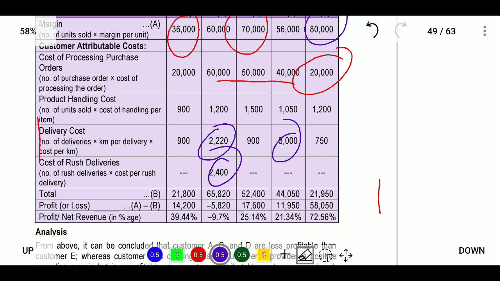So these are all total costs, and we will get the profit or loss: 14,200 for A. In the case of B, it was a 5,820 loss, and 17,300 in the case of C. We have more profit in the case of E. Whereas here the volume is high, our profit is much less. We will focus mainly on E, and we will investigate why B is making a loss.